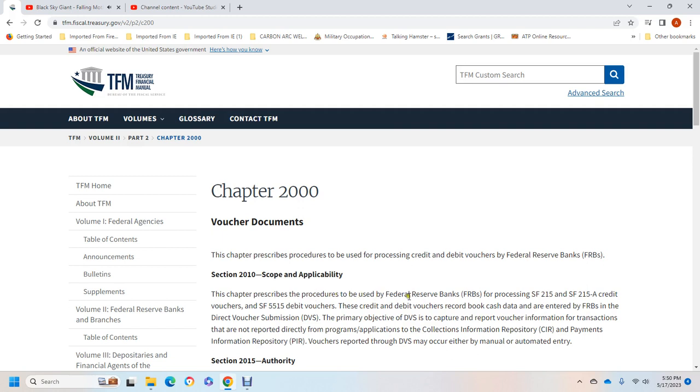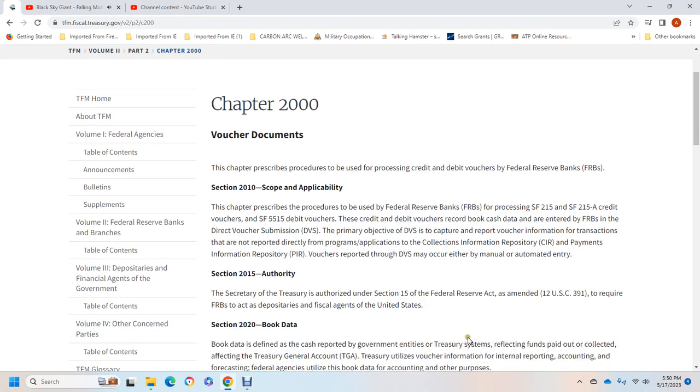This chapter prescribes the procedure for the use of the Federal Reserve Bank processing of Standard Form 215 and 215A credit vouchers and Standard Form 5515 debit vouchers, for the credit and debit voucher record book cash data entered for the Federal Reserve Bank and the Debit Voucher Submission application. The primary objective of Debit Voucher Submission is to capture voucher information for transactions not reported directly from the Collection Information Repository or the Payment Information Repository. Vouchers reported with Debit Voucher Submission may occur either through manual or automated entry.